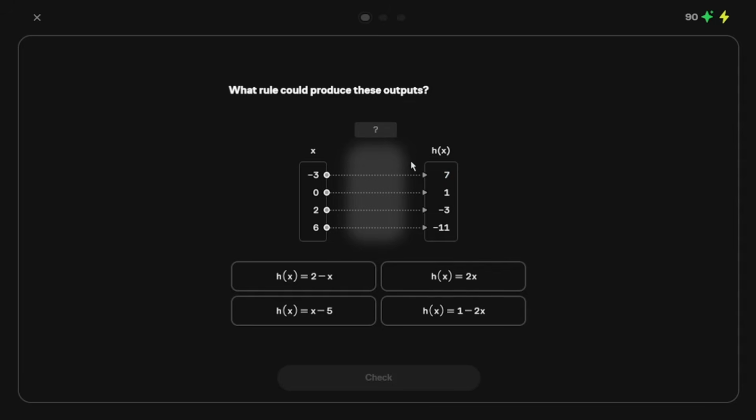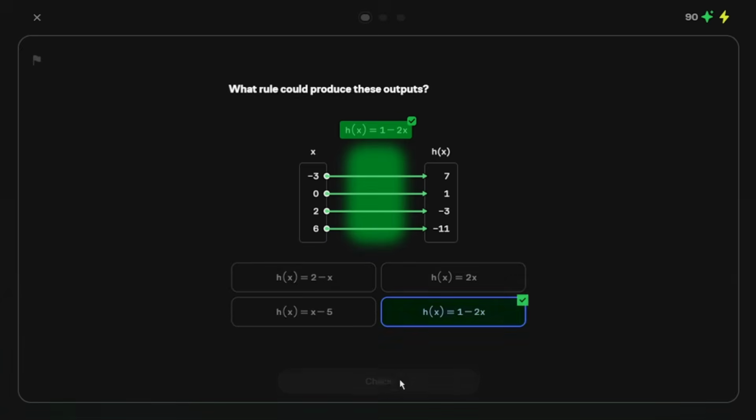So next one, I have 2x. And negative 3 times 2 does not go to 7. What about x minus 5? Negative 3 minus 5 equals negative 8. That also doesn't make sense. But what if 1 minus negative 6 equals 7? It is 7. So that's the correct answer. Check.